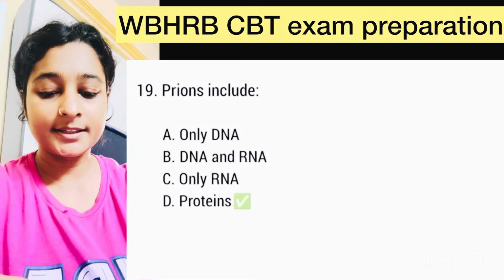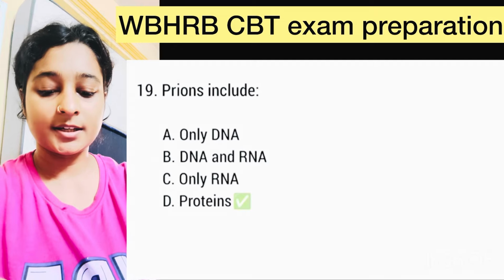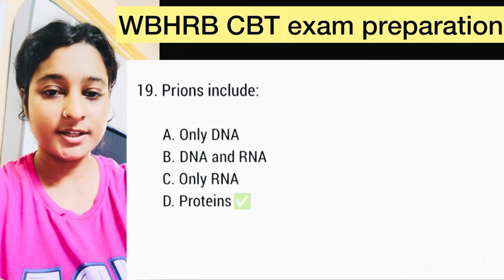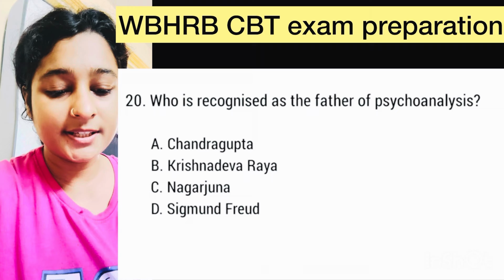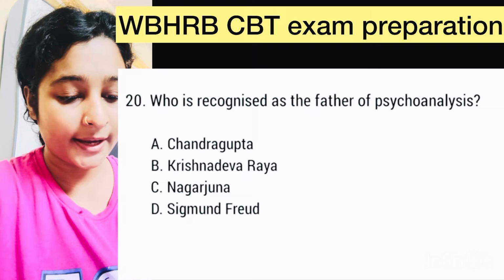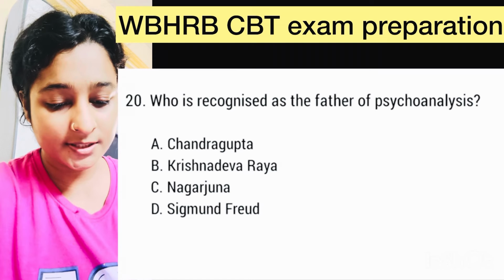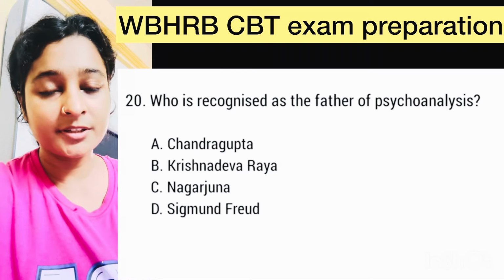Question number 19. Prions include. Here, correct option is option D, proteins. Question number 20. Who is recognized as the father of psychoanalysis? Here, correct option is option D, Sigmund Freud.